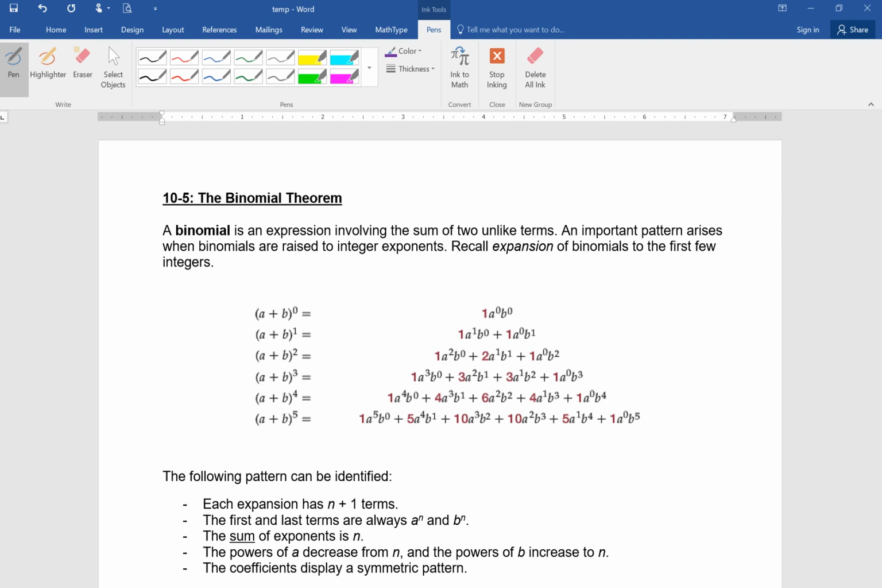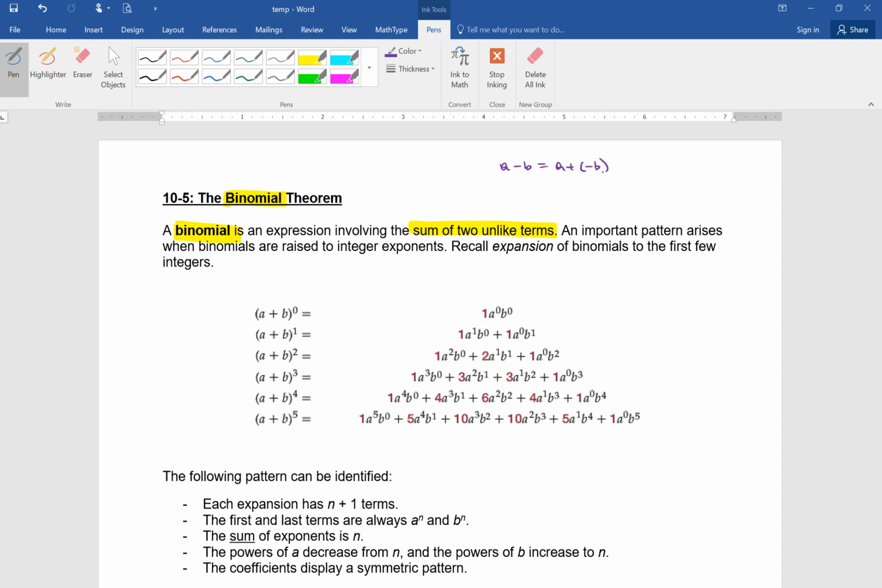We're talking about the binomial theorem today. We all know what a binomial is. It's basically when you have two terms, two unlike terms, right? So a binomial is an expression involving the sum of two unlike terms. And we're talking about the sum, right? So for example, A plus B. And if we have, let's say, A minus B, then that's still a sum, right? Because that's just A plus negative B, right? So we have the sum of two unlike terms. That is a binomial.